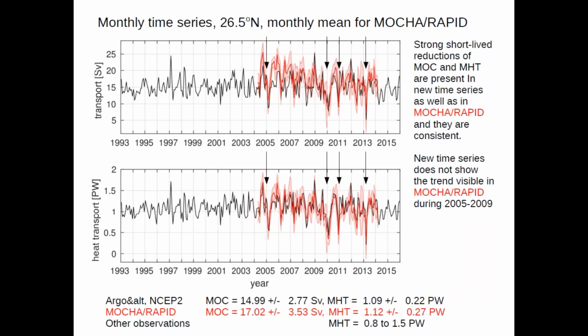Now I also compare the monthly time series. And here you can see it much better than in the daily. Those strong events marked by arrows are present in both time series. So that's pretty good. I get the short-term events pretty decently the same way. And then we have this discrepancy where it seems to be almost flat here, and Mocha Rapid has the trend in this time period, 2005 to 2009.